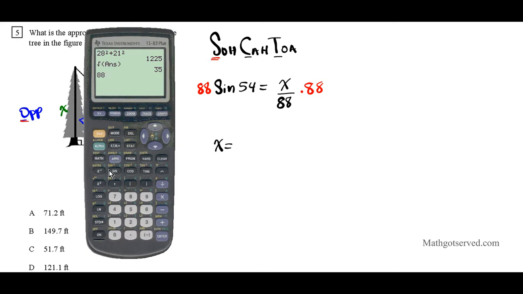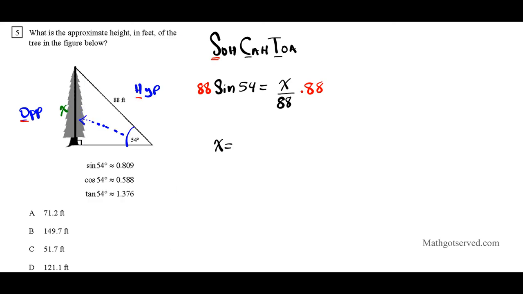88 sine 54. And the answer is 71.2 to 2 decimal places. So it is approximately 71.2 feet. So the correct answer is option A. Okay? All right. Let's go ahead and move on to question number 6.